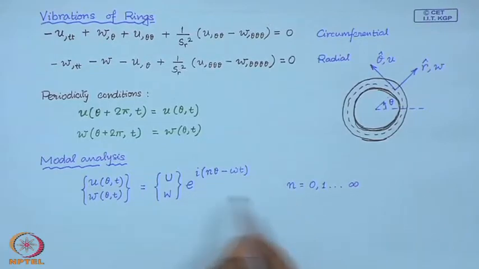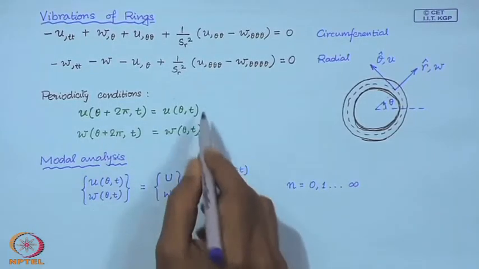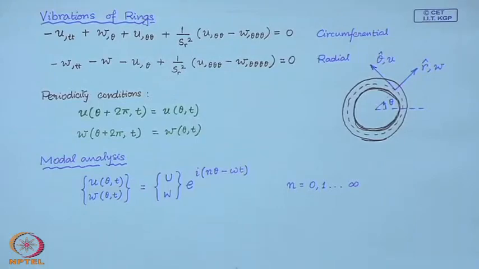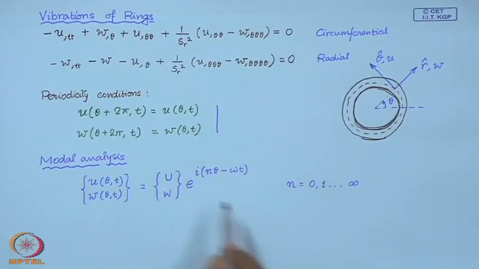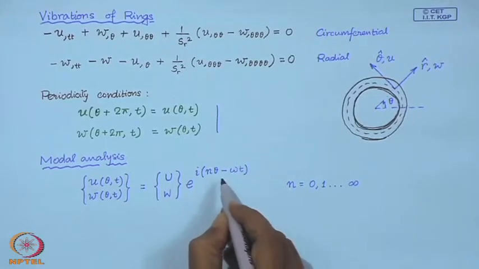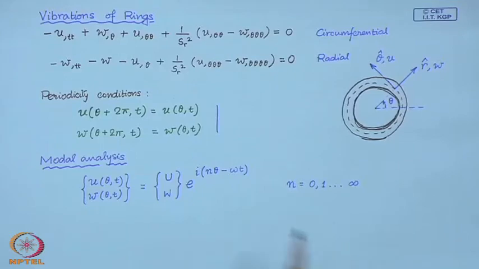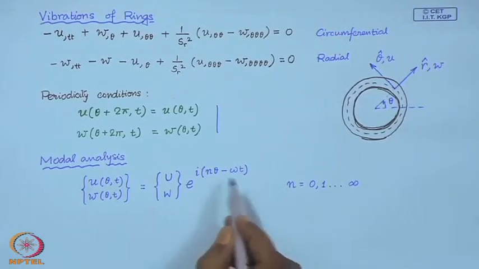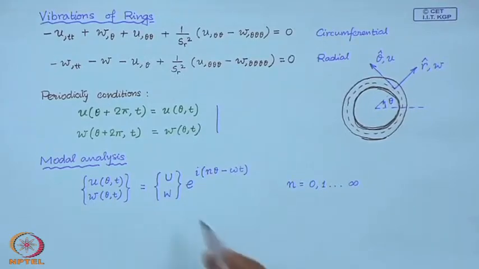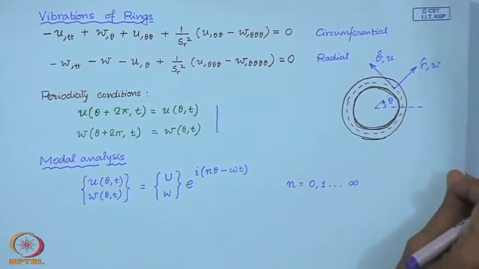So, this is to enforce the periodicity conditions that we have written here. So, we search for solutions of this form. Now, if n is 0, then as you can see it becomes independent of theta, which means we are talking about axisymmetric modes, modes which are independent of theta. For non-zero values of n, we have non-axisymmetric modes. So, let us see what happens when we consider a solution like this.